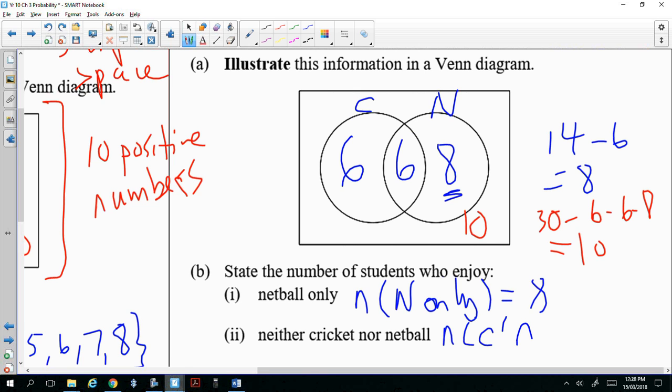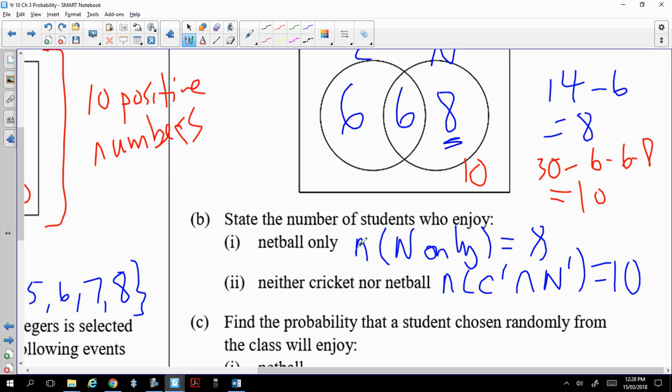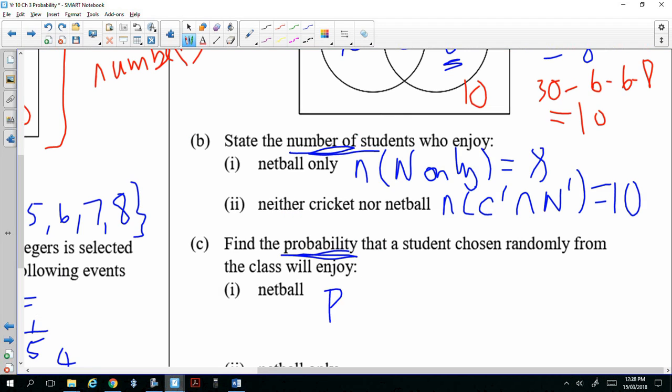All right. Now, note the difference between when we say the number of students and probability. When it's probability, you have to write it as a fraction. So netball will be 8 out of 30. Oh no, actually wrong. That's netball only. So how many people do netball? 14. And you will get 7 out of 15.